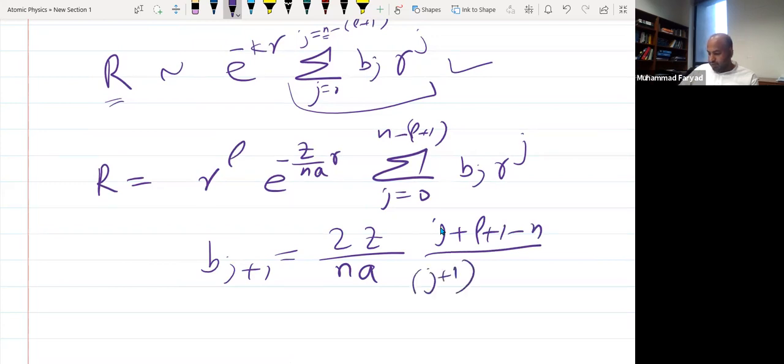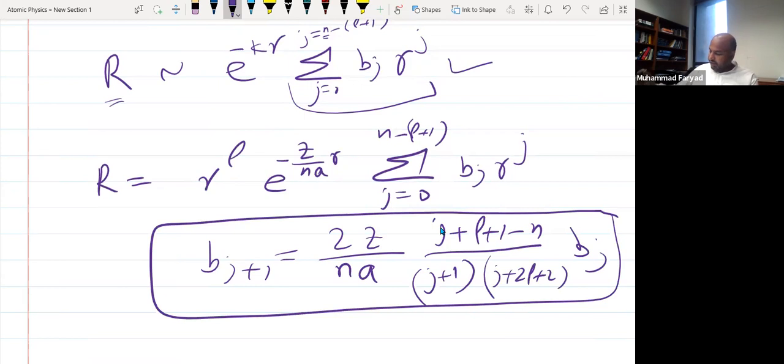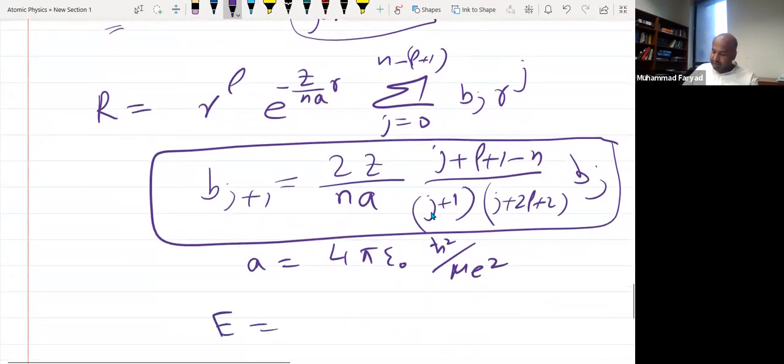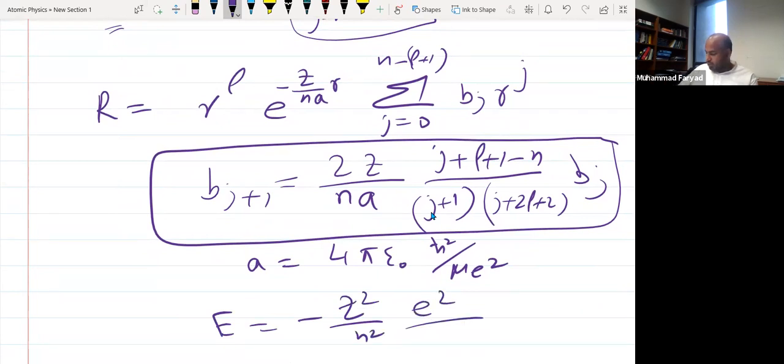J plus 1, J plus 2, L plus 2 into BJ, where this A is a constant given by 4 pi epsilon naught H bar square divided by mu E square. And the energies are found to be given by minus z e square over 8 pi epsilon naught a.